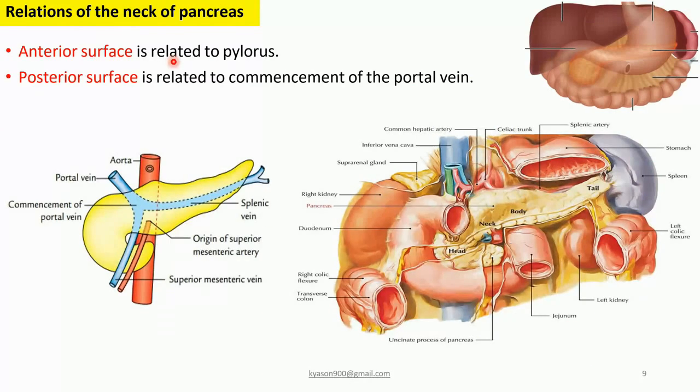The relations of the neck, of course, you should always remember that behind the neck of the pancreas, we have the commencement of the portal vein, or the beginning of the portal vein. It's formed by the confluence of the splenic and the superior mesenteric, and this happens behind the neck of the pancreas. Anteriorly, of course, we have the pylorus. You all know the stomach. The stomach has got its terminal end that we call the pylorus. It's going to be lying in front of the neck of the pancreas.